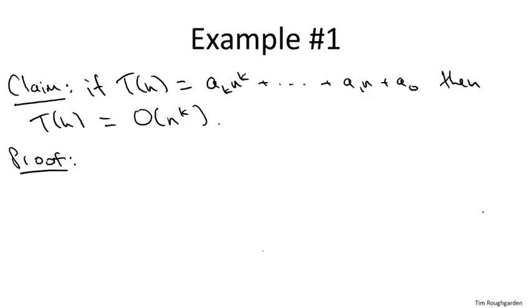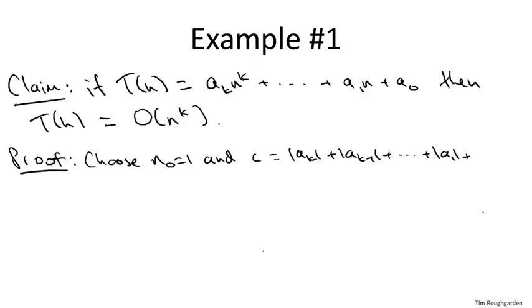So let's work with the constant n naught equal to 1. So that's a very simple choice of n naught. And then c we're going to pick to be the sum of the absolute values of the coefficients. So the absolute value of a_k plus the absolute value of a_{k-1}, and so on. Remember, I didn't assume that the original polynomial had non-negative coefficients. So I claim these constants work in the sense that we'll be able to establish the definition of big O notation. What does that mean?